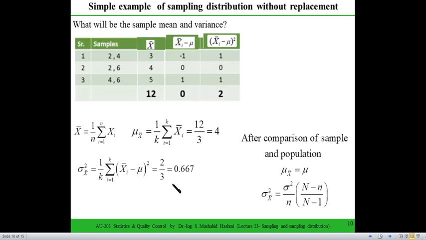So the relationship here is, in the case of without replacement, your sample mean would be the same as the population mean, and your variance would be different from the with replacement case. In the with replacement case, your variance would be sigma square over n. Here you have a correction factor, capital N minus small n over capital N minus 1. Here capital N is 3 and small n is 2, and if you substitute, you will be able to calculate the sample variance for the without replacement case.